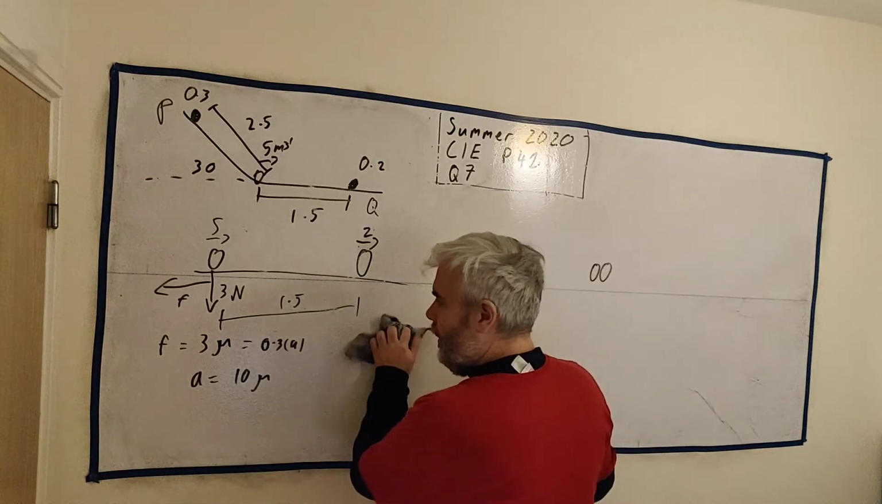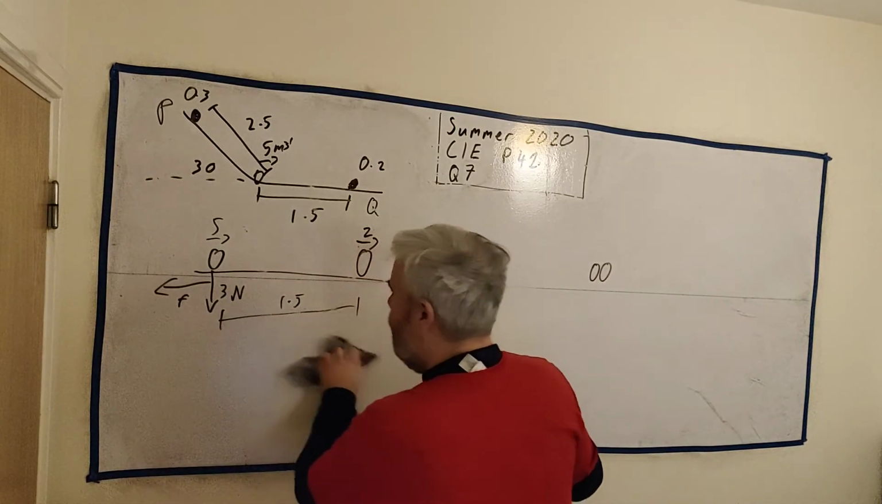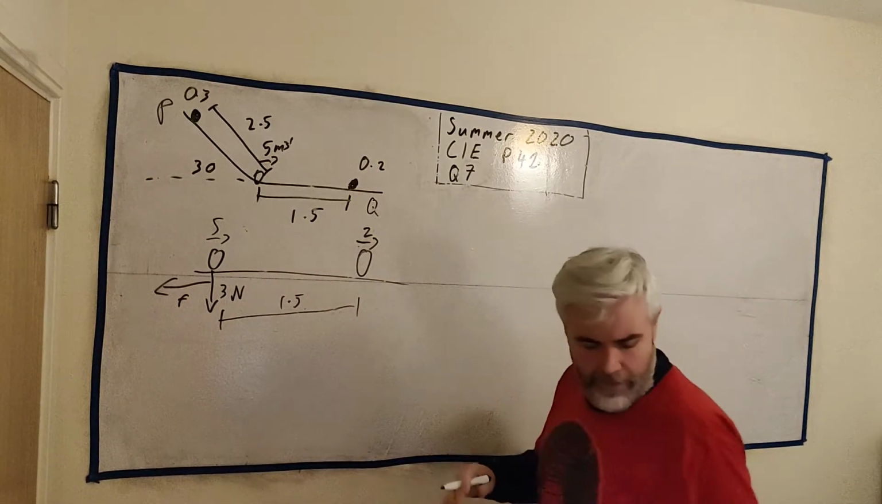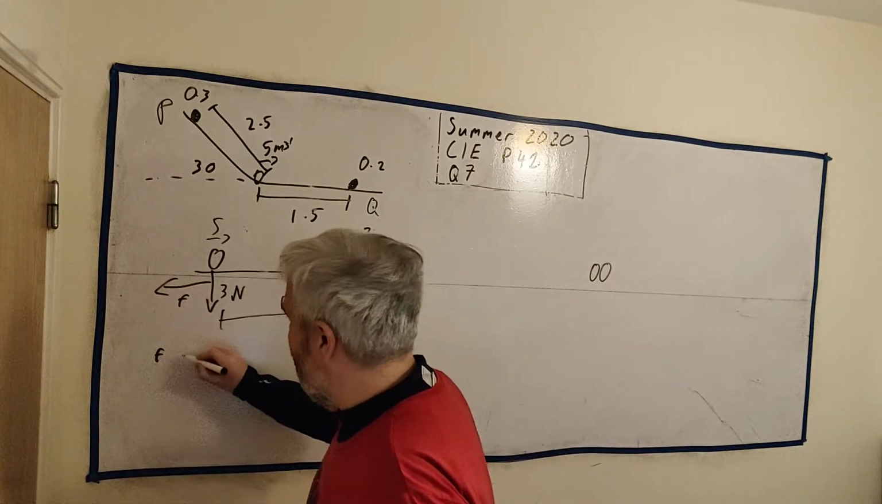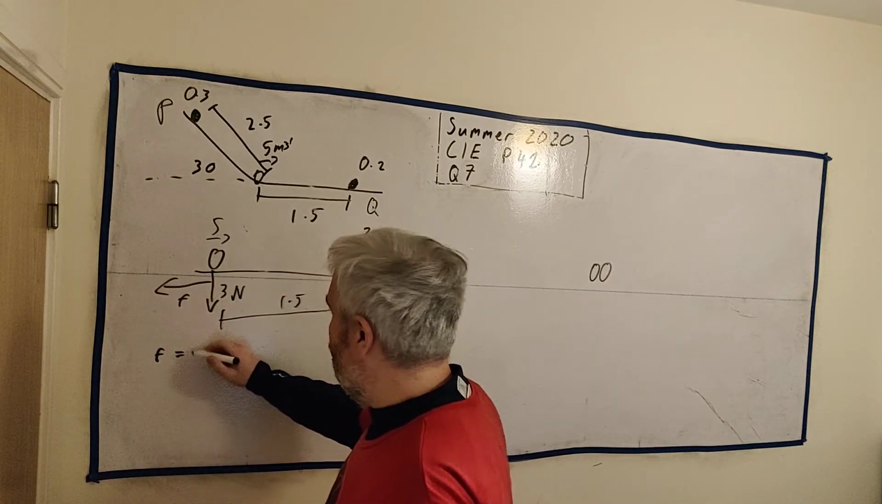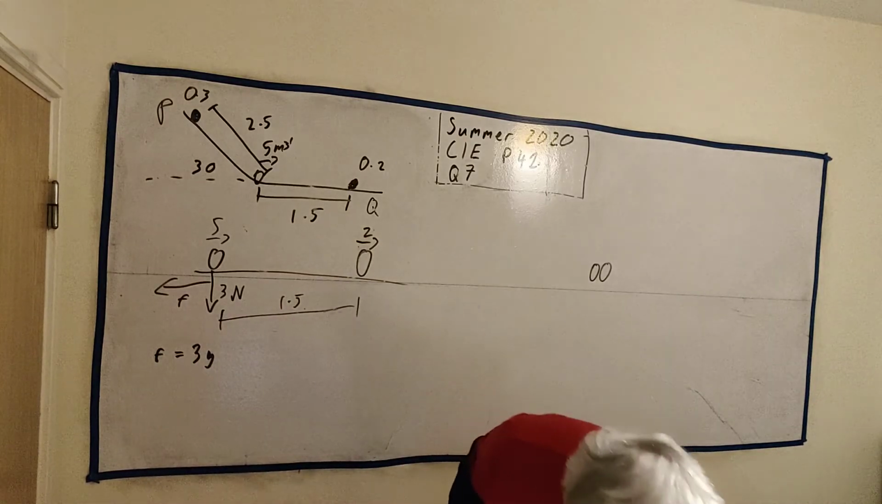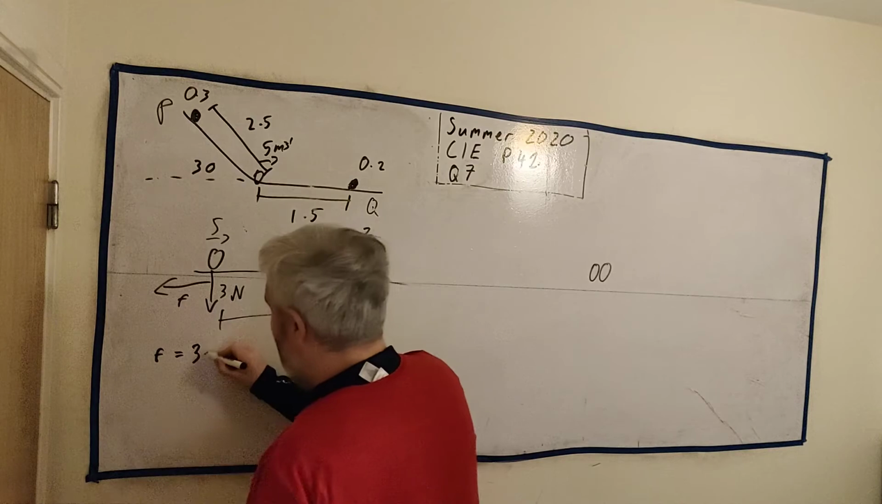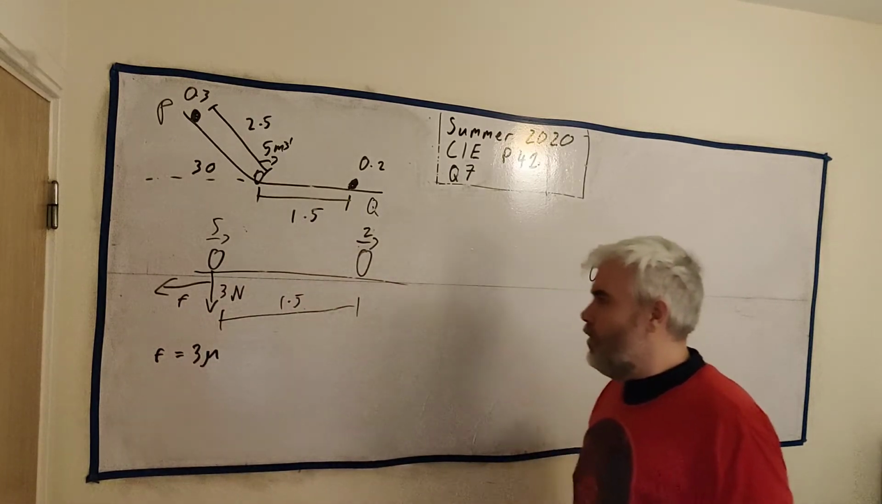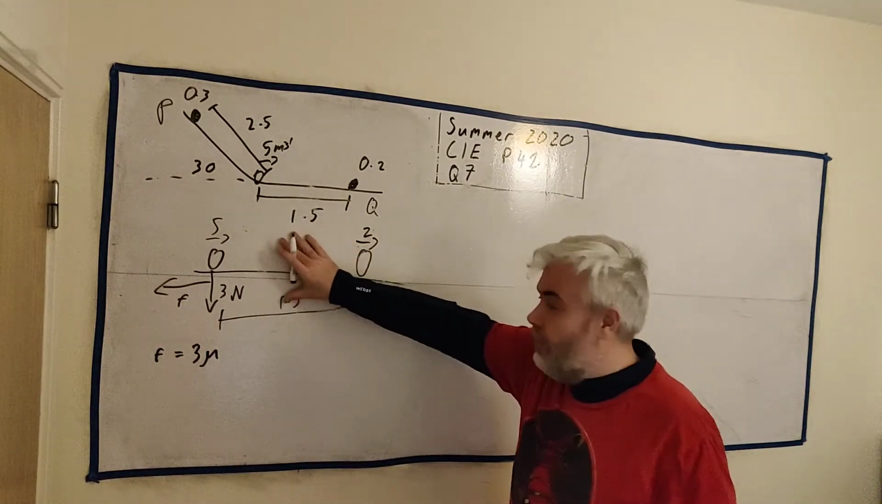Let me clear a bit of room here. I think I'll still need that force. What was it? The friction force was equal to 3 mu. I'll keep that number there. That's a mu, not a y. 3 mu. So in this world, what energy have we got?